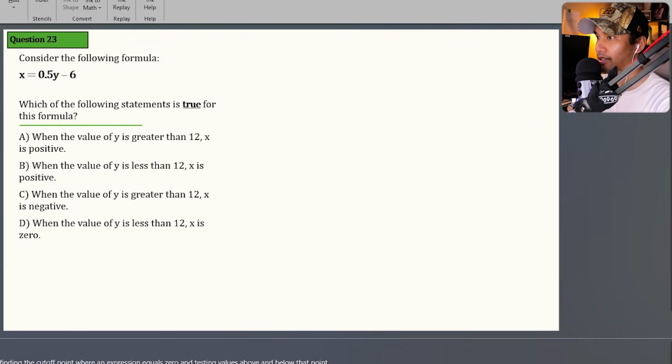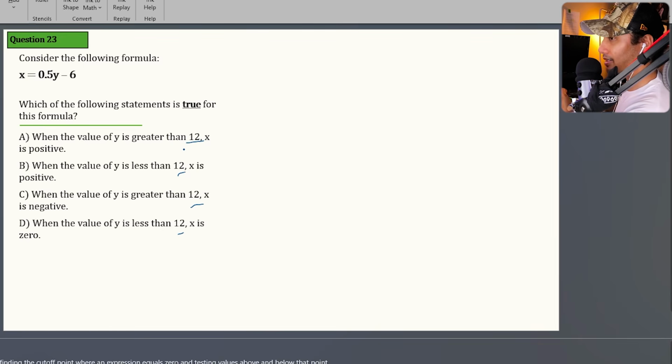Let's just do it. So we have x equals 0.5y minus 6. Which of the following statements is true for this formula? When the value of y is greater than 12, x is positive. Okay, this is a huge indicator that we have to do something with 12. I think 12 is the cutoff.